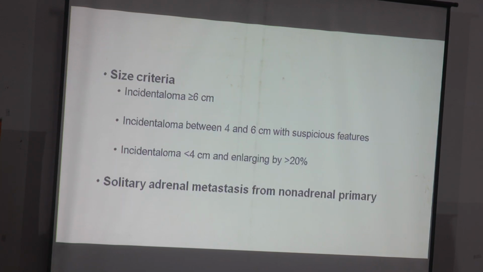The size criteria: incidentaloma more than 6 centimeters should be operated because there is a 25% chance of malignancy. Incidentaloma between 4 and 6 centimeters has a 6% chance of malignancy, which increases with suspicious features such as irregular margins and heterogeneous enhancement. In incidentaloma less than 4 centimeters, the chance of malignancy is just 2%. So only if it enlarges by more than 20% or at least 5 millimeters, then we should consider surgery. Solitary adrenal mets from a non-adrenal primary is also an indication.